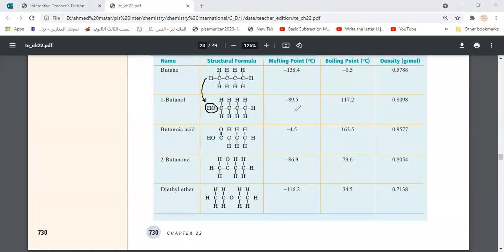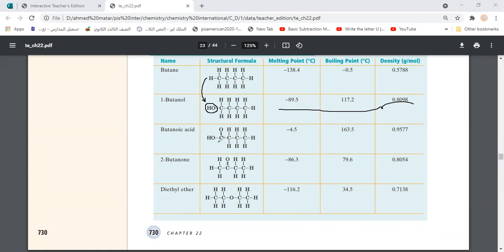It causes a difference in the physical properties, as you can see between these two compounds. The melting point, the boiling point, and the density of the two compounds are completely different, just because of the presence of this functional group. This hydroxide group, considered a functional group, changes the properties of the substance, and it makes this compound react in a completely different way than this one.